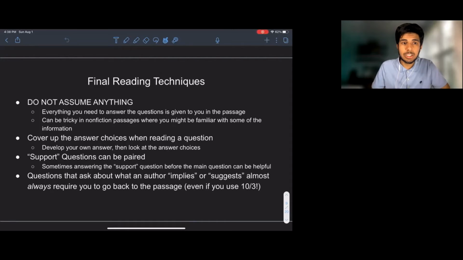Lastly, there are some questions that almost require you to turn back to the text. Even if you use the 10-3 approach, you should turn back to the text if you come across these questions. And these are the questions that ask you about what an author implies or suggests. These words are asking about what the passage does not explicitly state. You're going to have to go back to the passage, look at some surrounding details of the lines and questions, and then sort of gather for yourself what is the author really trying to convey here. It's not going to be explicitly stated. You're going to have to turn back and make your own opinion on that.